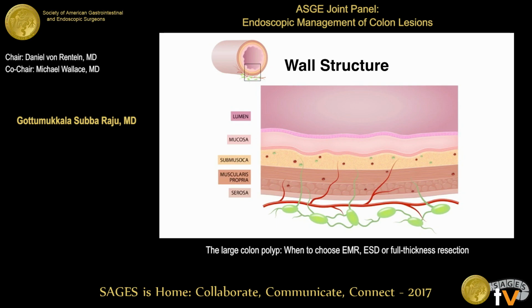Let me take you through some of the basics, because when you're trying to resect, it's important to understand the anatomy of the colon wall, and we are all familiar with this anatomy. The most important thing is in the mucosa you have epithelium, lamina propria, and muscularis mucosa. And muscularis mucosa separates the mucosa from submucosa.